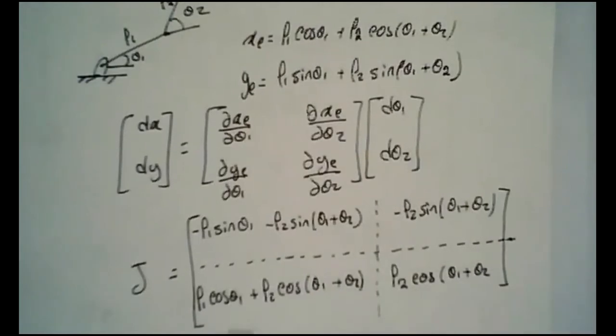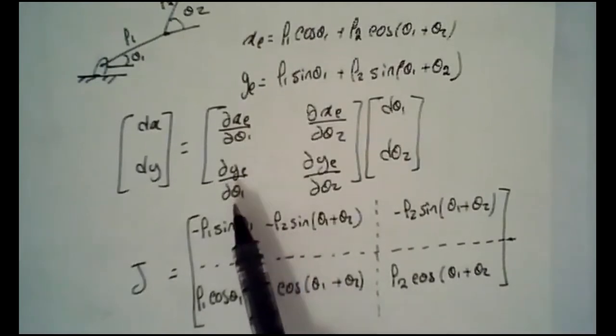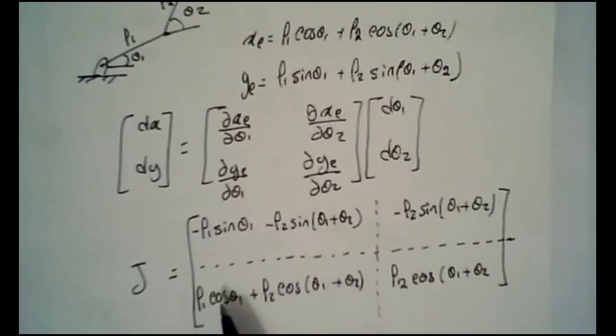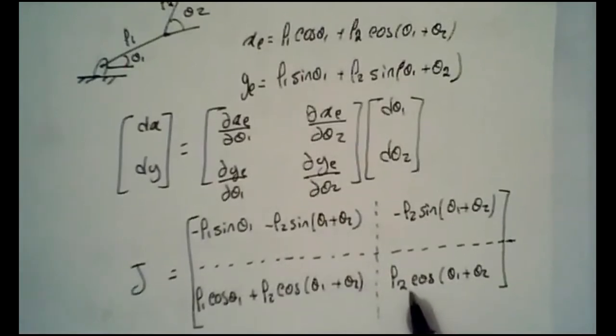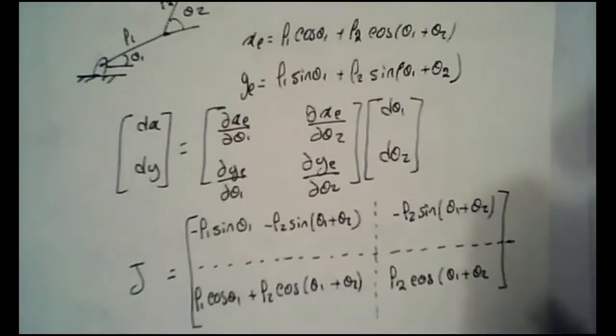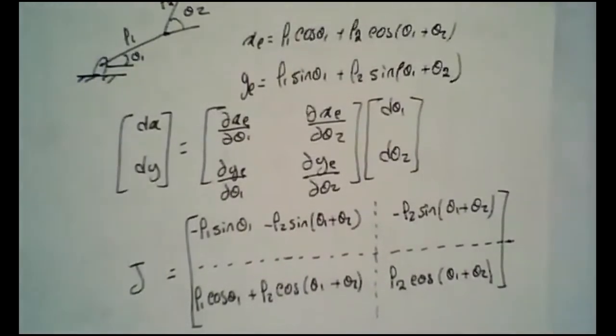And on the second row, the partial derivative of ye with respect to theta 1 is equal to L1 cosine theta 1 plus L2 cosine (theta 1 plus theta 2). Last term, the partial derivative of ye with respect to theta 2 is equal to L2 cosine (theta 1 plus theta 2). It's missing a parenthesis here.